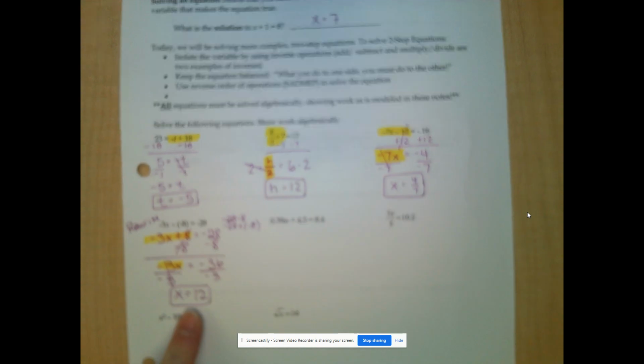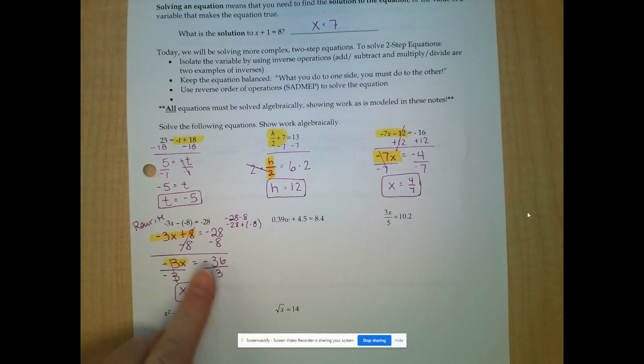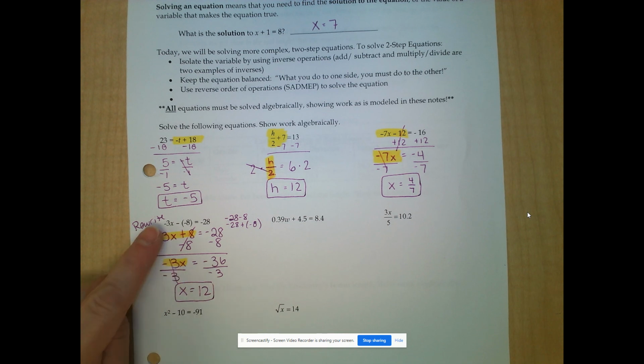If you were feeling uncomfortable with the minus and negative, or wondering did I do negative 28 minus 8 correctly, you could plug that 12 back in. Negative 3 times 12 is negative 36, minus a negative 8. Well, negative 36 plus 8 is negative 28, and just check that it works.